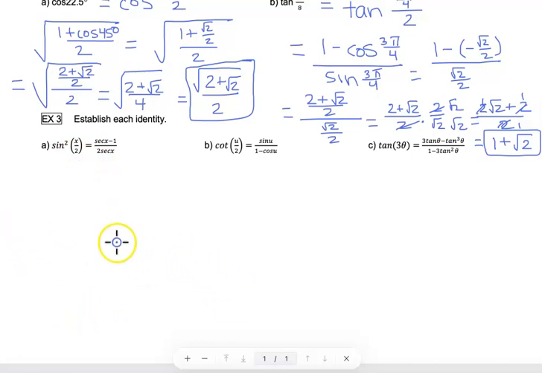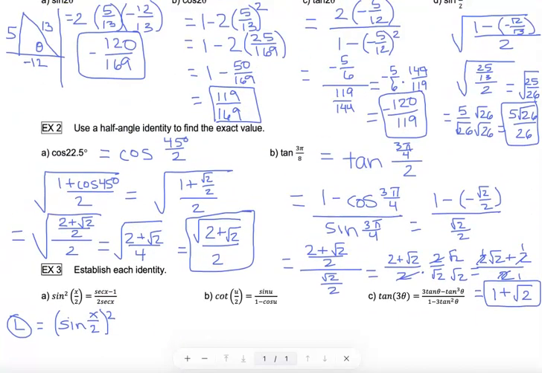So typically I'm going to start with the side that has the double angle or the half angle. So I'm going to start on the left here in A. And I know that this is going to be the sine half angle, but then I need to square it. So I'm going to rewrite that just so that we make that clear. So half angle squared is how I can rewrite that. Those mean the same thing.